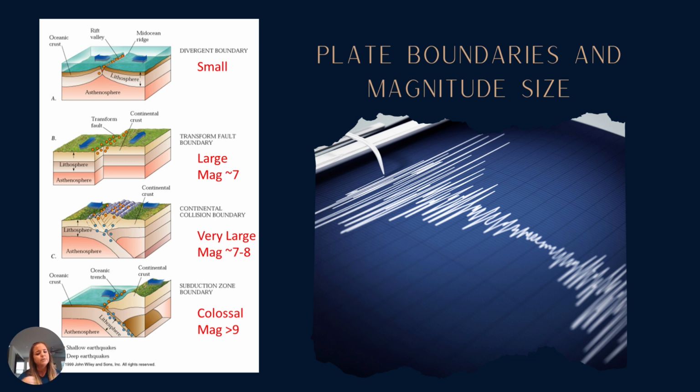Whereas when we get to convergent plate boundaries, depending on whether they're continental collision or subduction zone, where we have oceanic-continental collision, they're going to be very large, 7 to 8, or colossal, larger than 9. Our largest recorded earthquakes on Earth actually happen from subduction zone boundaries, and that is because those earthquakes happen deeper and deeper in the Earth. If you remember the Benioff zone from the plate tectonics lecture, that is what we're looking at here. The Benioff zone allows for earthquakes to originate deeper in the crust, and that creates much larger earthquakes on the surface.